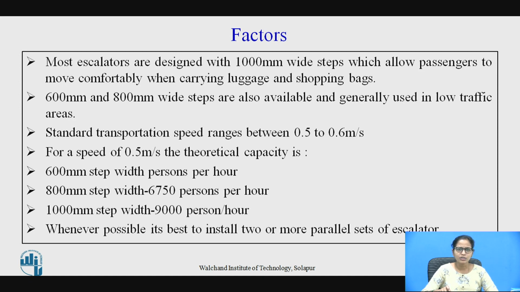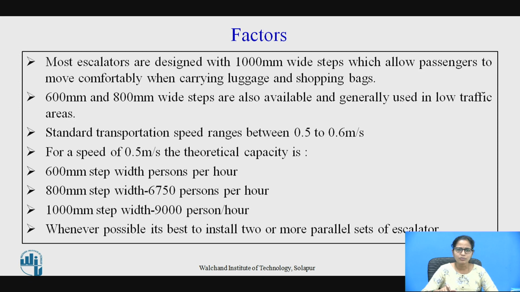The standard transportation speed ranges between 0.5 and 0.6 meter per second. For a speed of 0.5 meter per second, the theoretical capacity is, as you can see below, for 600 mm step width, persons per hour. And next you have 800 mm step width, that is 6750 persons per hour. Whereas for the 1000 mm step width, it will be 9000 persons per hour.